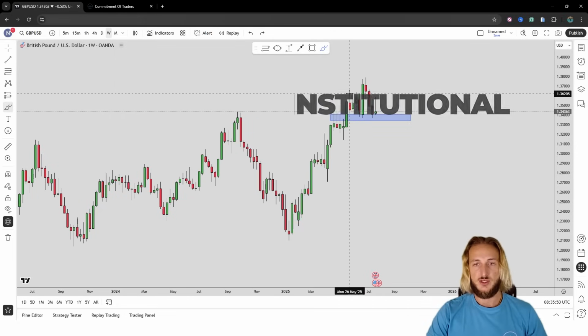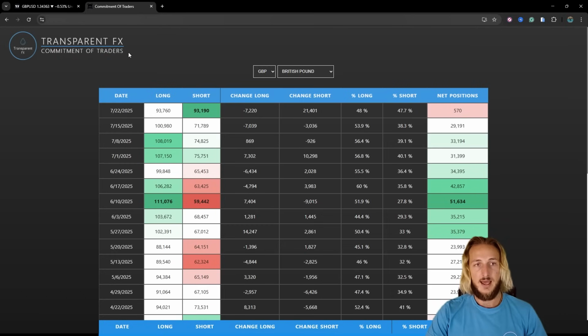Speaking about institutional positioning, let's go and see what we have when it comes to the commitment of traders, so what the big players in the market are doing. Now, we have to keep in mind that if we're looking at the data for the GBP, we are actually already looking at GBPUSD because all currencies on the spot are traded against the USD. And what we can see is that with the last reports, we went from 51.6k net positions all the way down to 570 net positions.